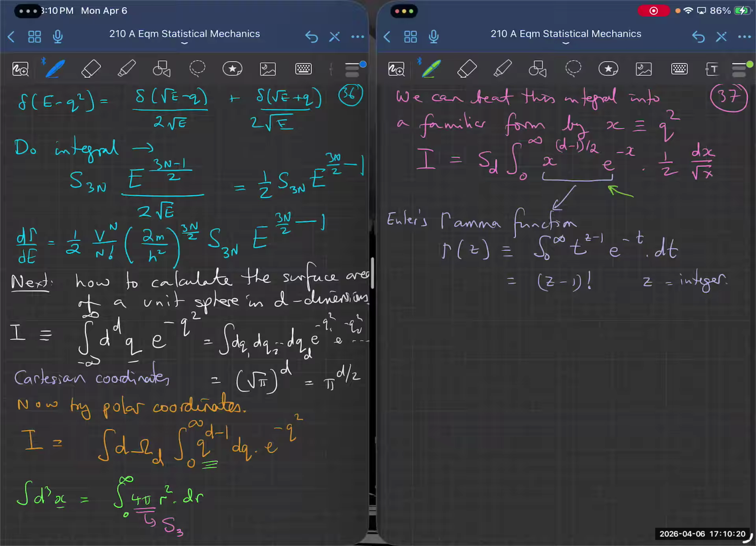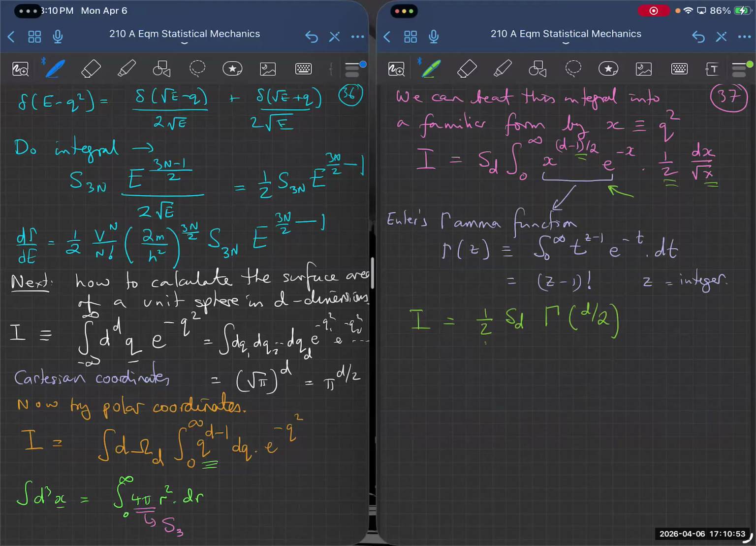So if I put the pieces together, the integral that I want to solve is equal to 1/2 times the surface area of the d-dimensional sphere, times Euler's gamma function of d over 2. You can check that the square root goes with that one, and the half is this half over here. So I get half the surface area of a d-dimensional sphere times gamma of d over 2. But we already calculated what that is. We already calculated that this integral I is equal to pi to the d over 2.